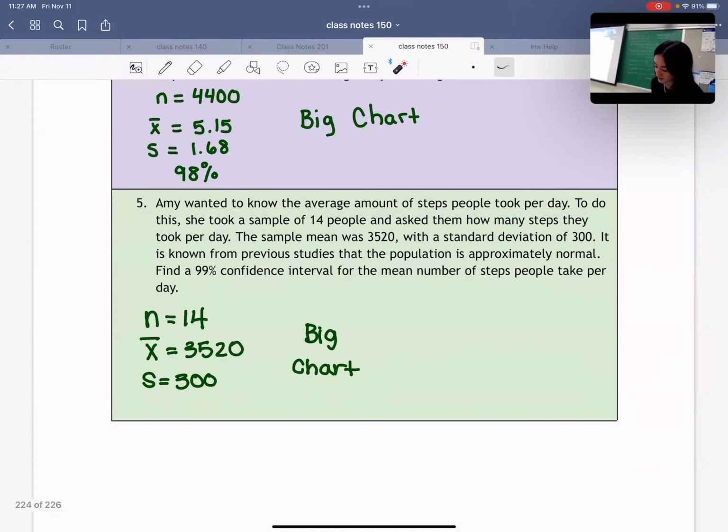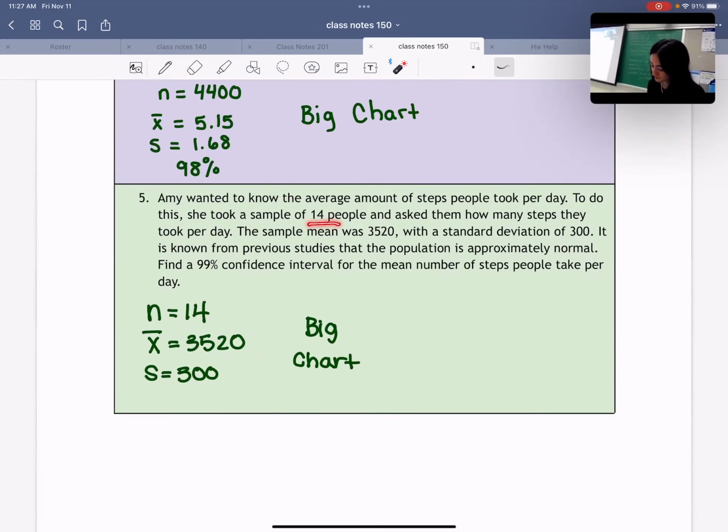All right, next, I want to know the average amount of steps people took per day. Who wrote this one? Shannon, do you want to take us through this one? Yeah, so it says she took a sample of 14 people, so I know that n has to be 14. And then in the next sentence, it says the sample mean was 3,520, so I knew that was going to be X bar. And then because it said sample, I just knew it was going to be the sample standard deviation. And then because it gave us s, I knew it was the big chart.